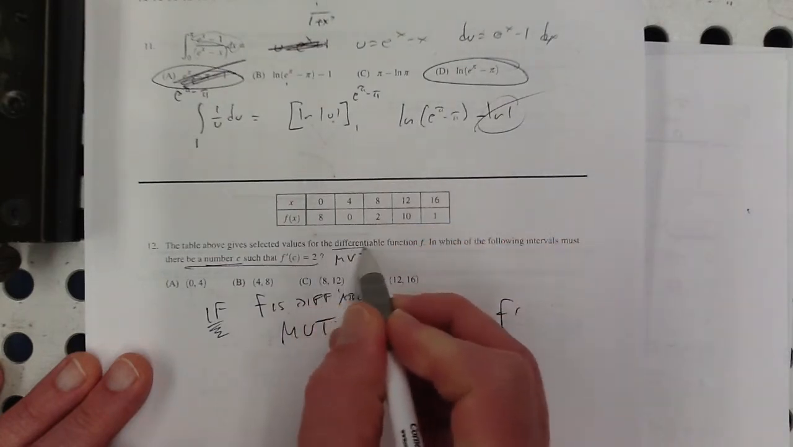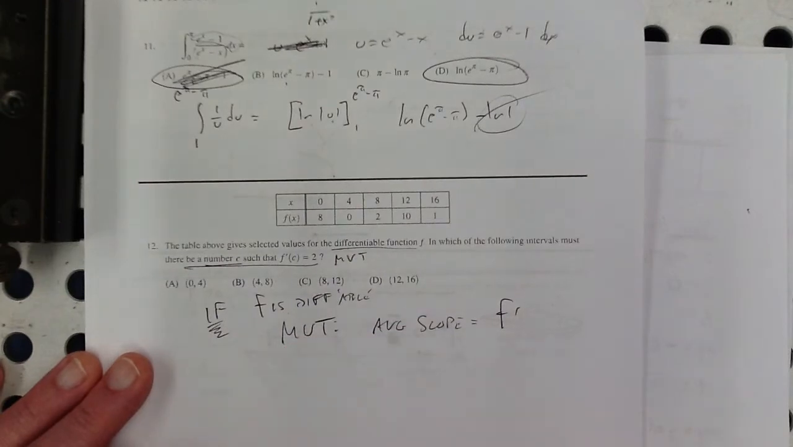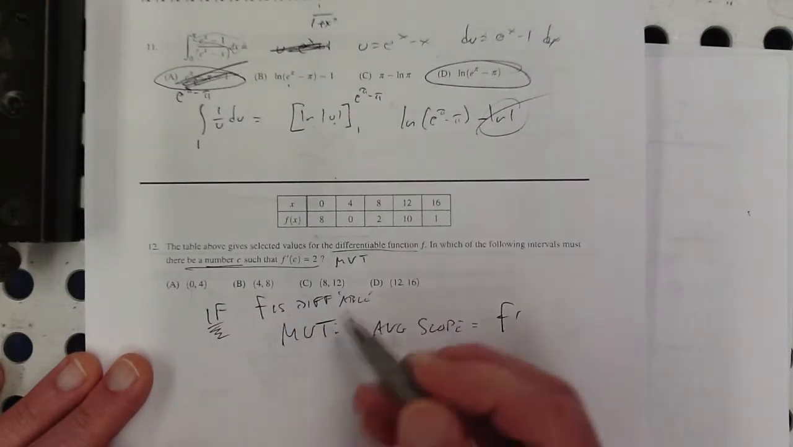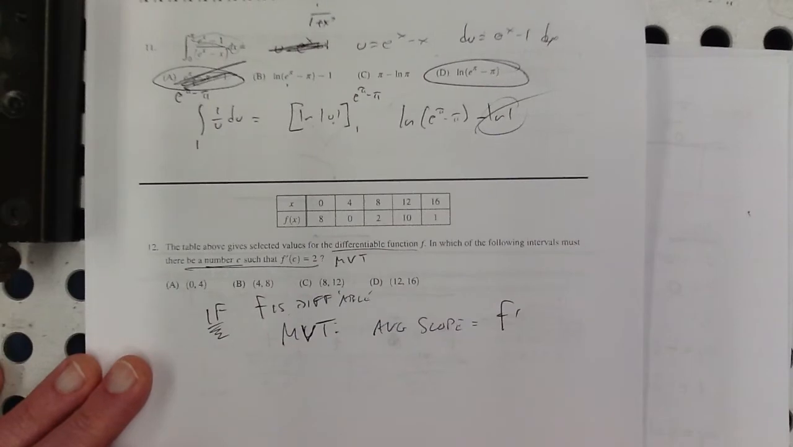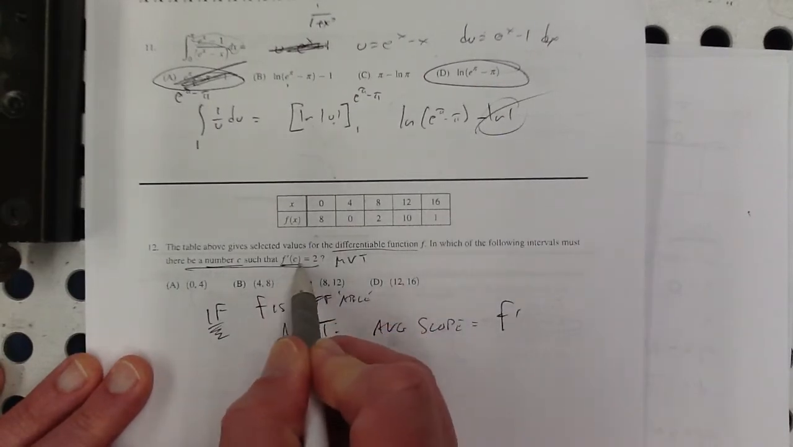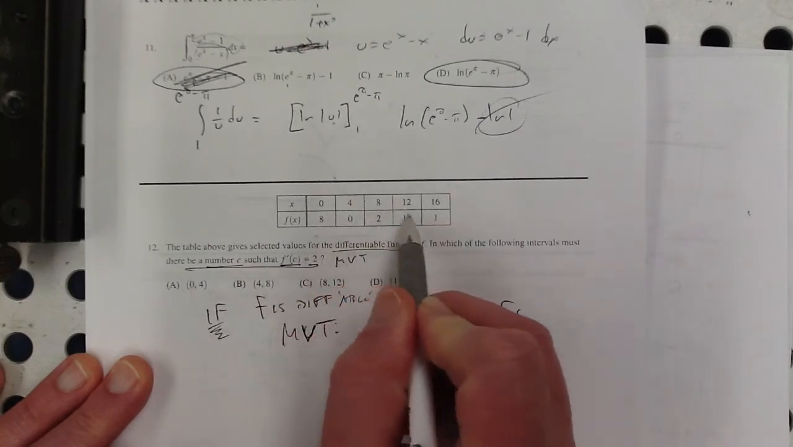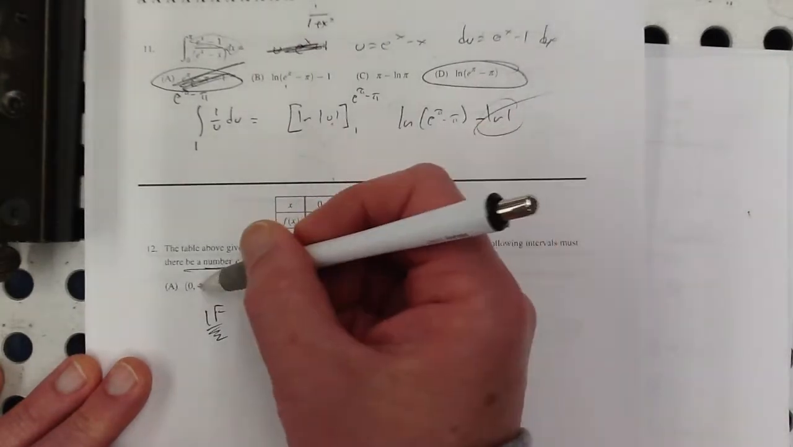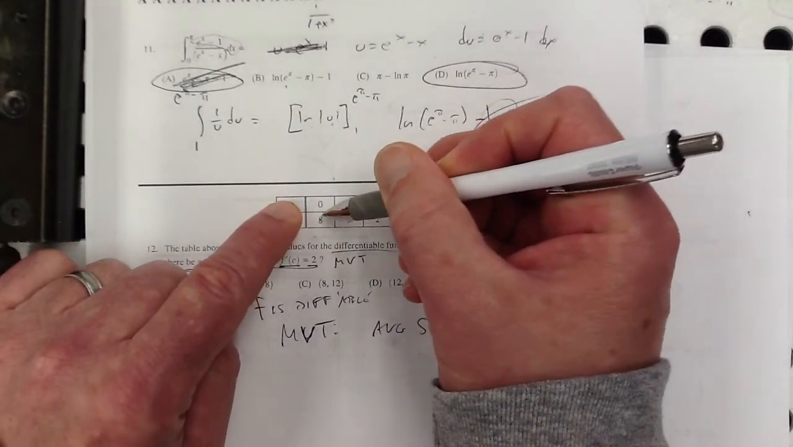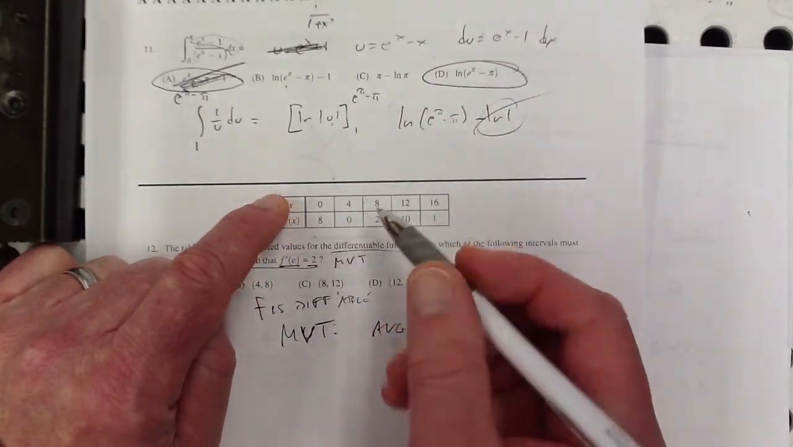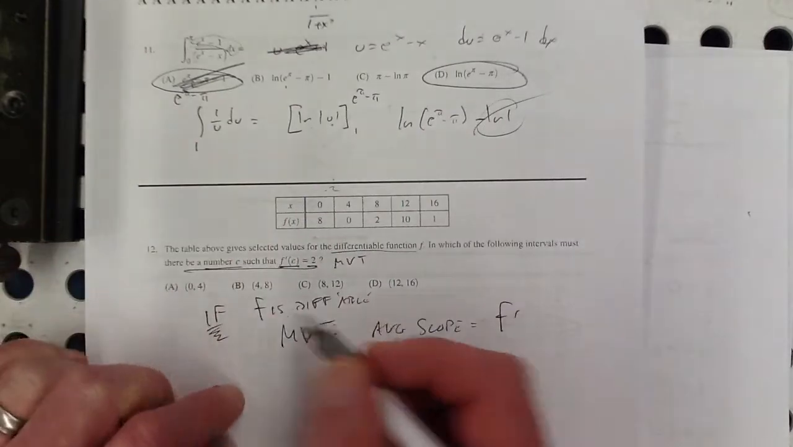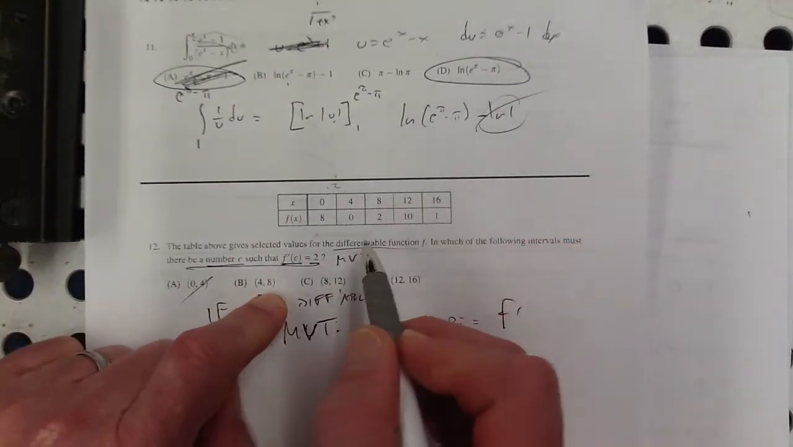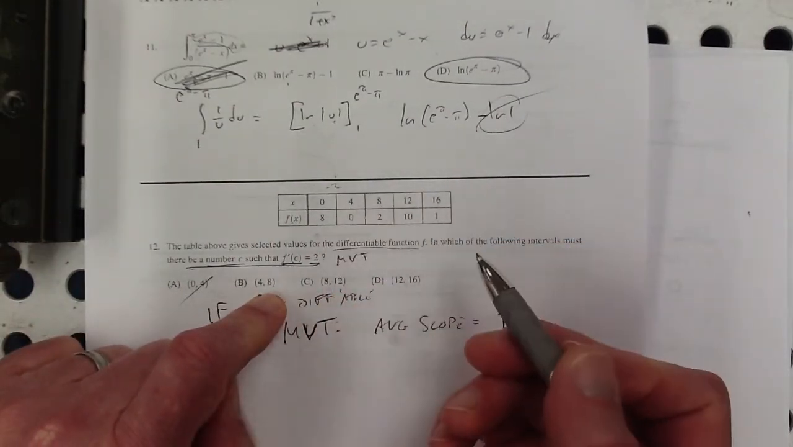And notice that they have to say that, or we cannot invoke the MVT. So what we need to find then, if the actual slope is 2, is some interval here where the average slope is 2. So let's see, from 0 to 4, the average slope is negative 2. So that's no good. From 4 to 8, the average slope, rise over run, looks like it's a half.